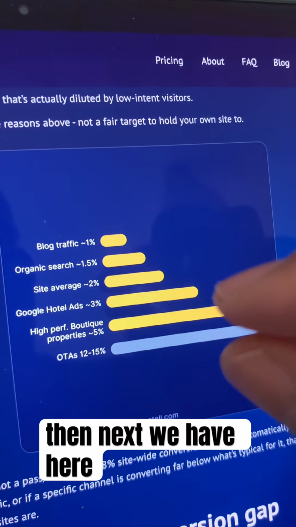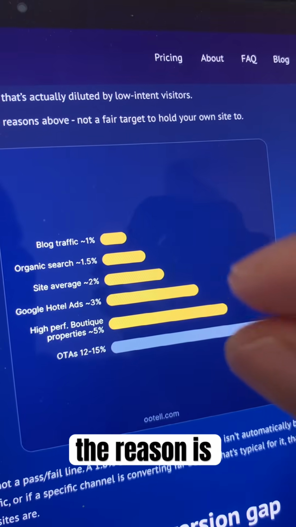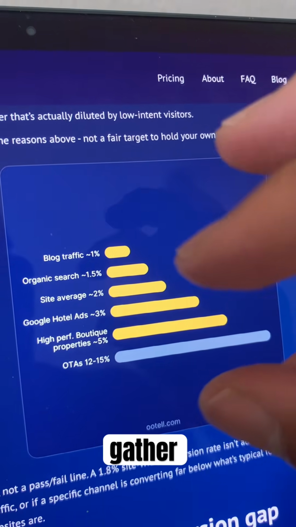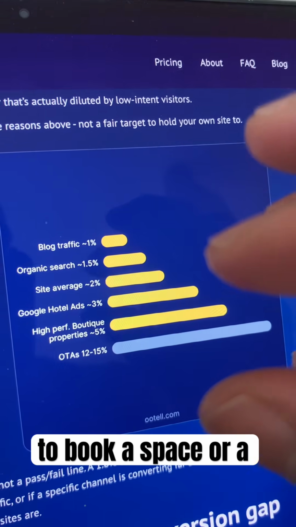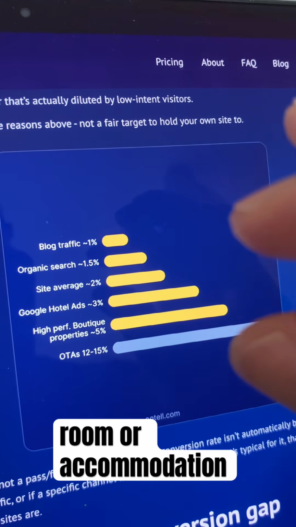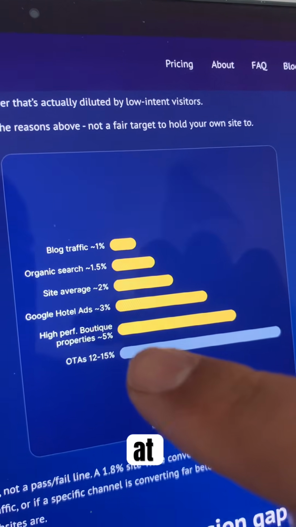And then next we have here OTAs. OTAs are at 12 to 15%. The reason is because they really gather all that traffic with the high intent to book a space or a room or accommodation. And that is the reason why they are at 12 to 15%.